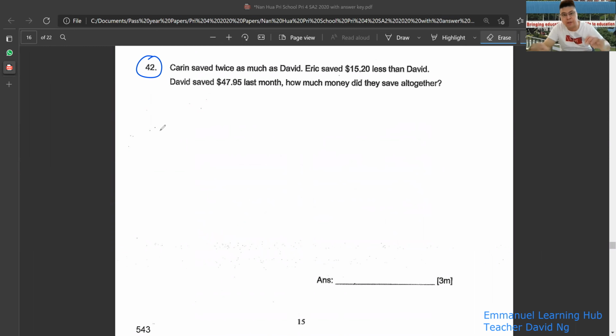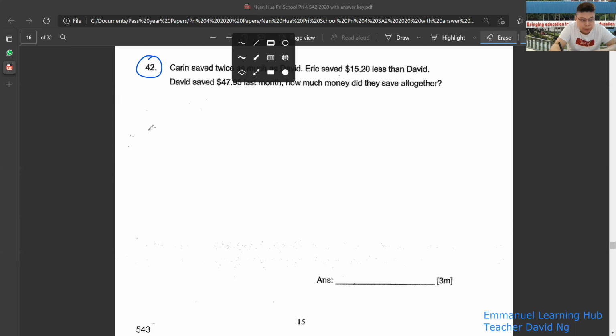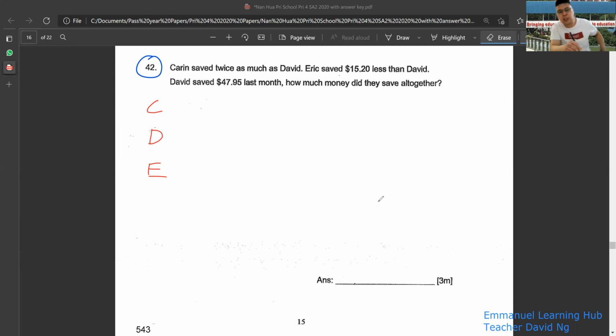Okay. Corinne saved twice as much as David. Eric saved $15.20 less than David. David saved $47.95 last month. How much money did they save altogether? So you draw model. You know how to draw model? Yeah.